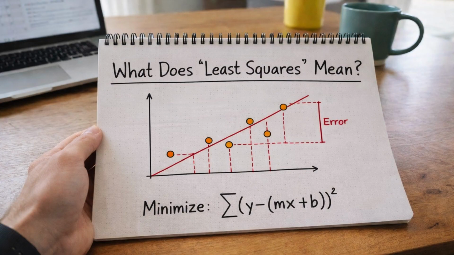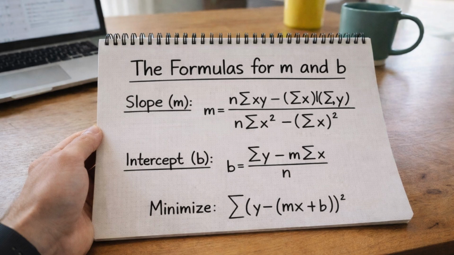If we take derivatives of this expression with respect to m and b and set them equal to 0, we can solve for m and b directly. These formulas give us the exact line that minimizes squared error. This is the normal equation, written in simple form.